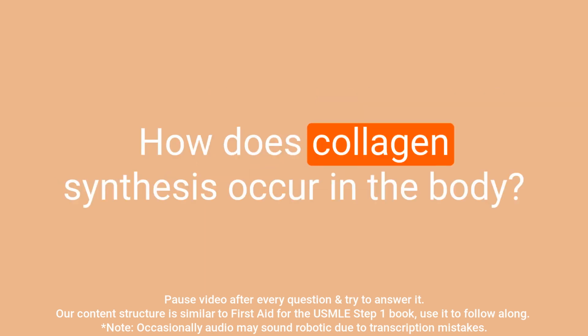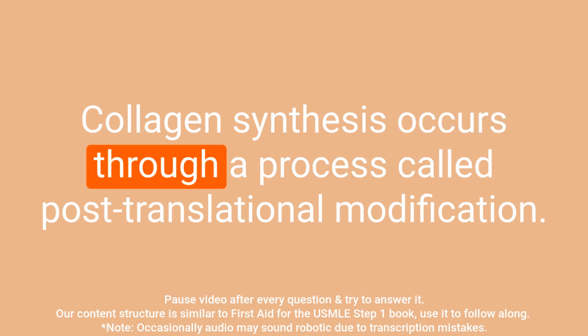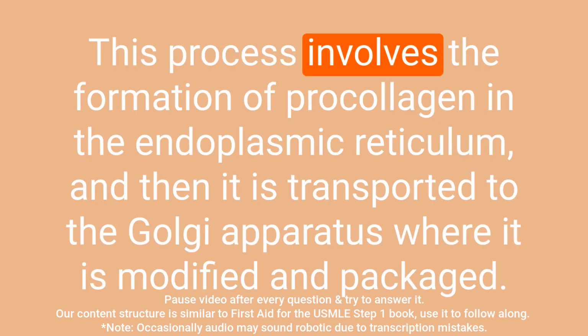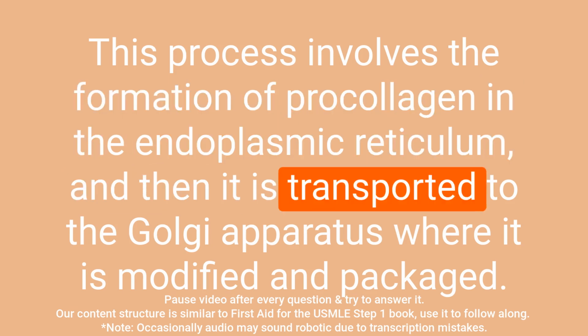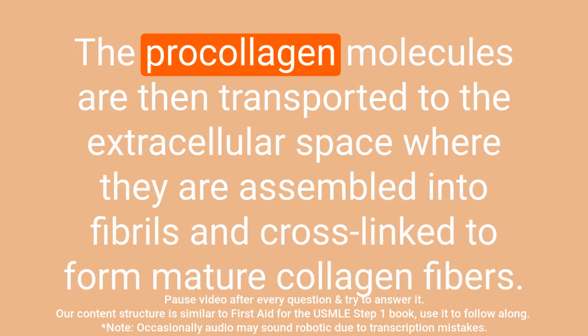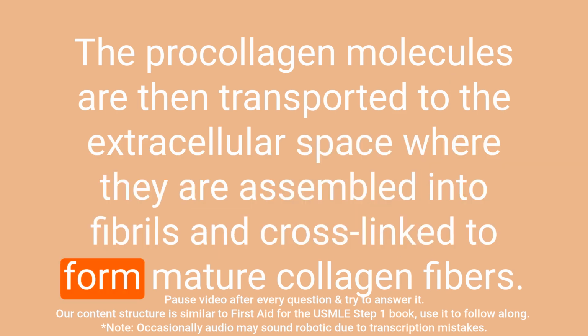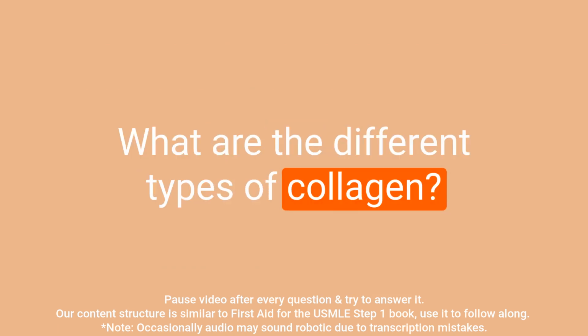Question: How does collagen synthesis occur in the body? Answer: Collagen synthesis occurs through a process called post-translational modification. This process involves the formation of procollagen in the endoplasmic reticulum, and then it is transported to the Golgi apparatus where it is modified and packaged. The procollagen molecules are then transported to the extracellular space where they are assembled into fibrils and cross-linked to form mature collagen fibers.